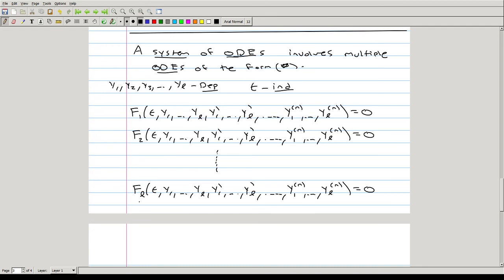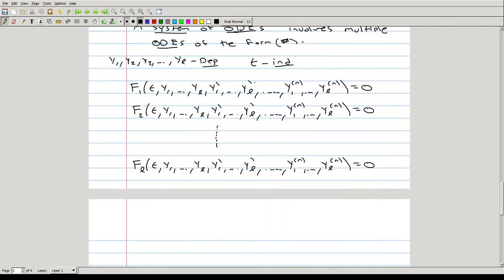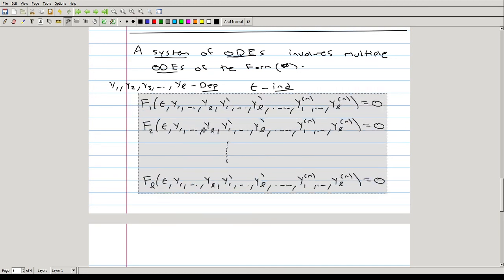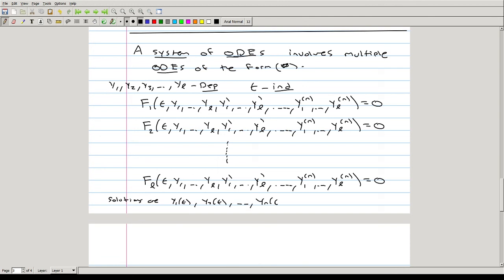One could be linear, one could be nonlinear, but the idea here is that in order to solve a system of L differential equations, solutions are of the form of functions of t. So we can solve for y1 of t, y2 of t, all the way up to yL of t. I'll call this a double star. This is where our system of differential equations is satisfied for all t in some interval I, say.